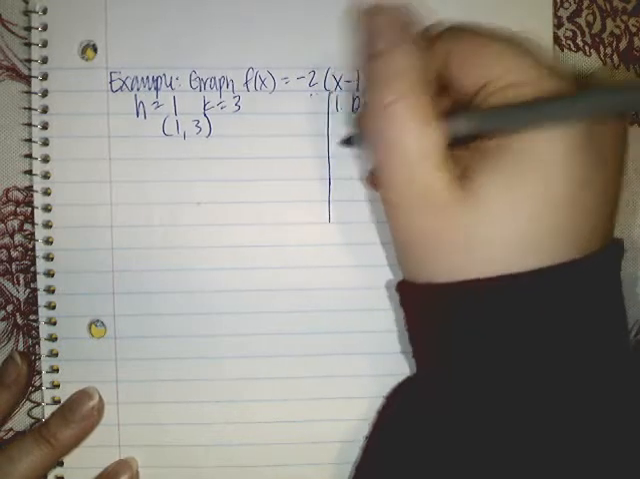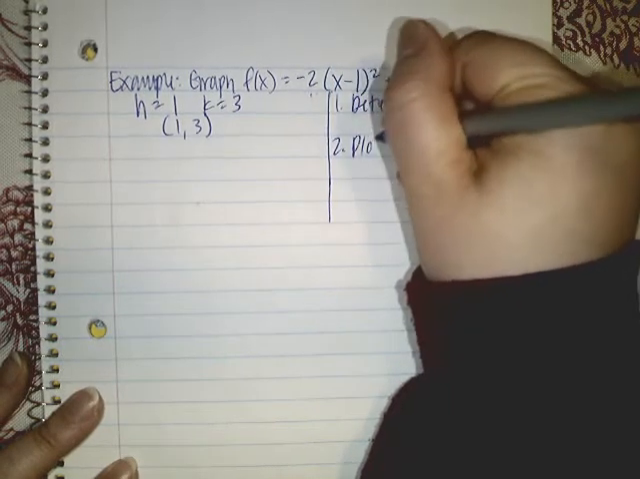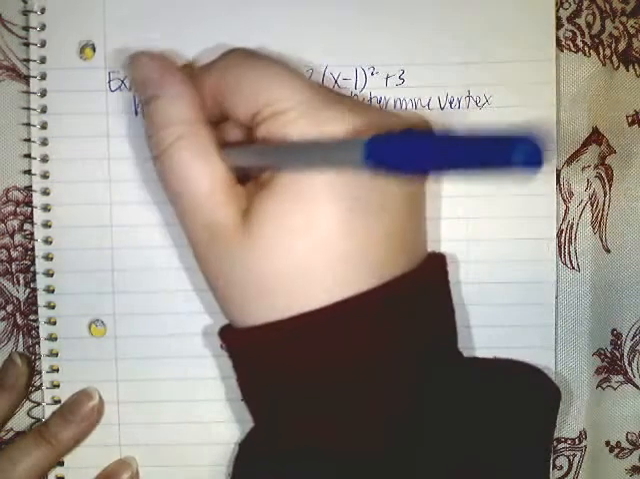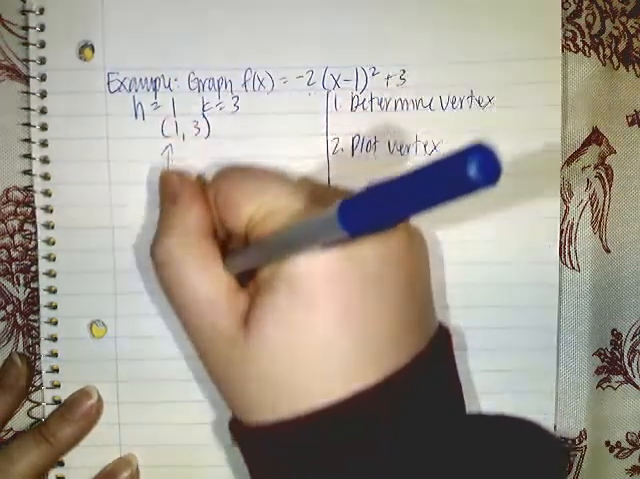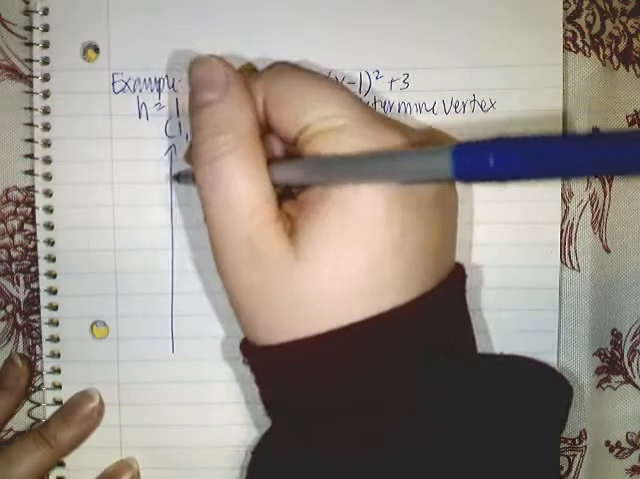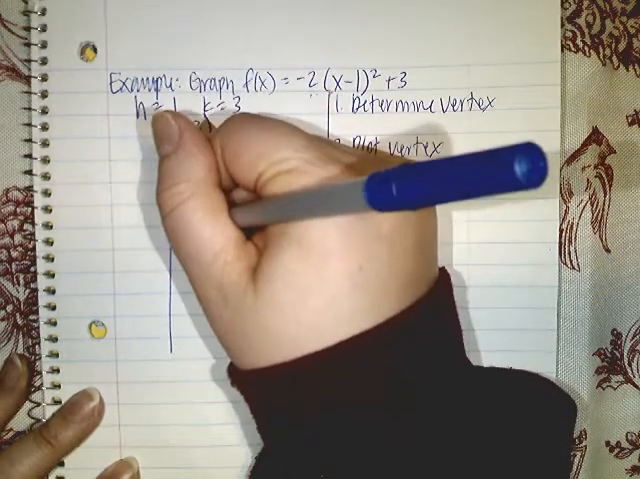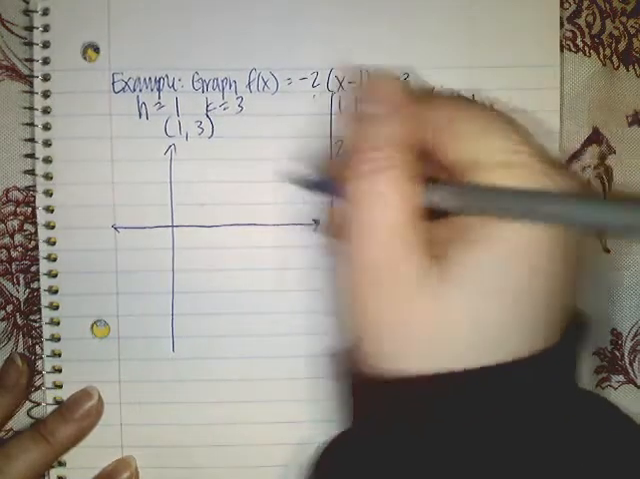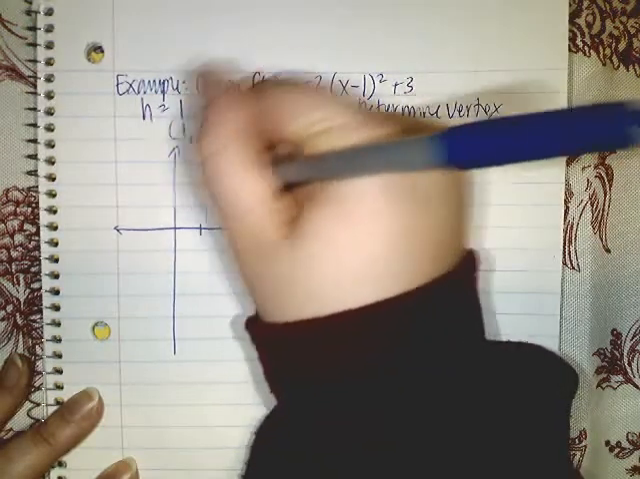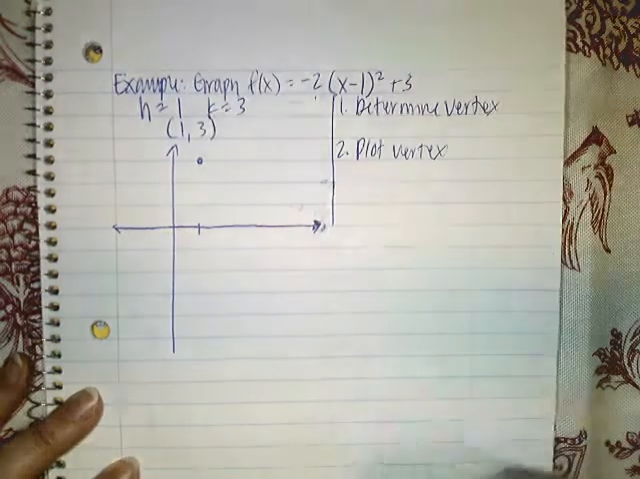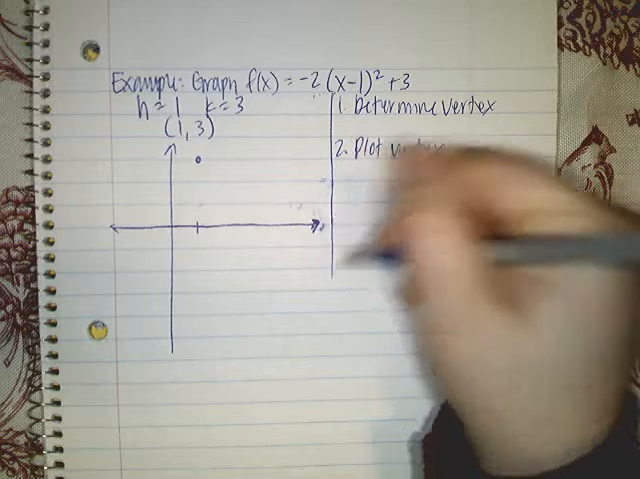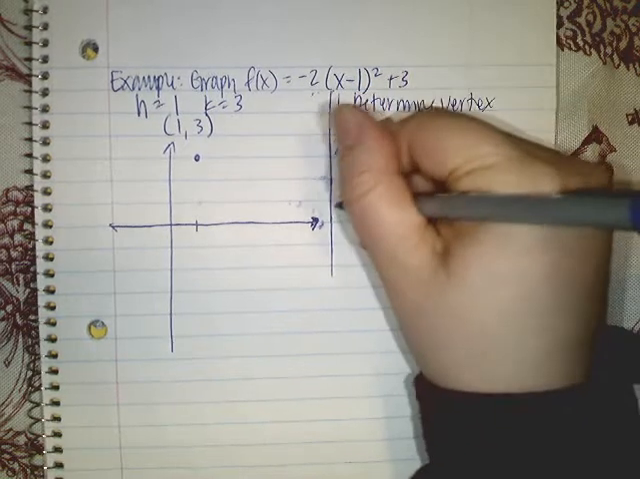Now I'm going to plot my vertex. So if I plot that, I'm going to give myself a little bit of space here. And I know I'm going to go up to 3. So I'm going to do a line here. 1. So I go 1, 2, 3. Plot my point. Oh, sorry, I got ink everywhere. But I plot my point. 1, 3. Now I'm going to determine my stretch compression.